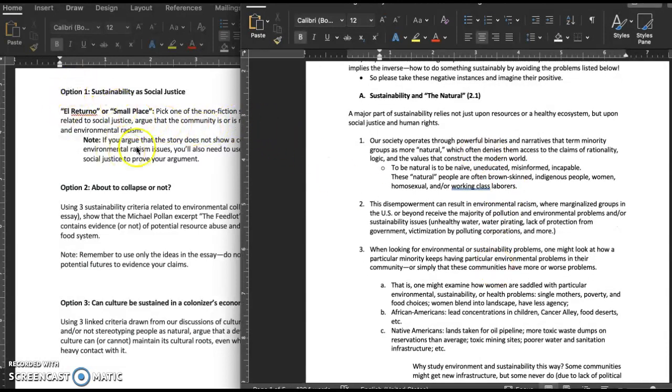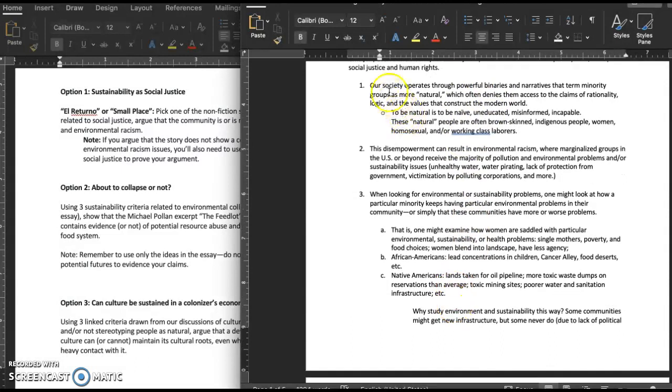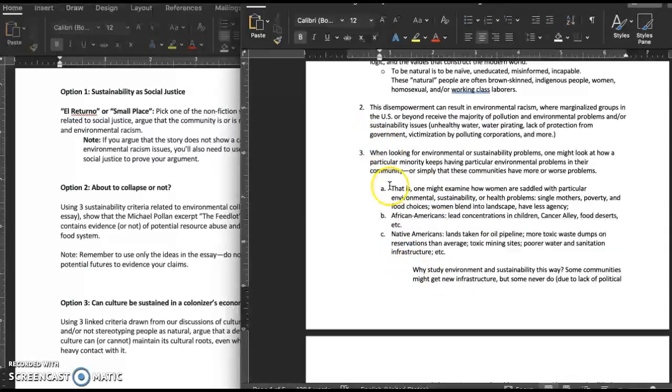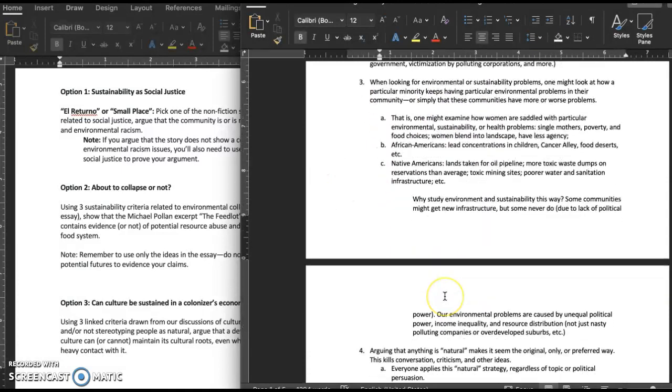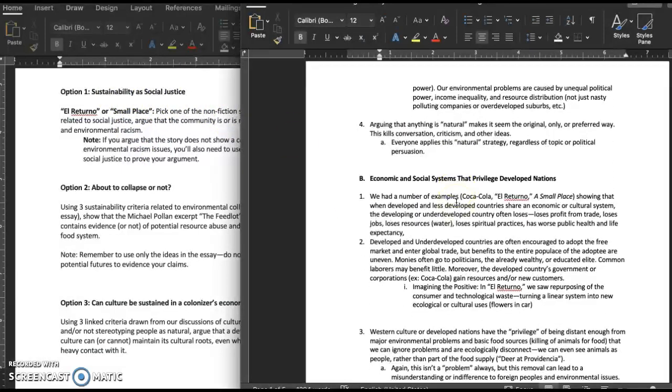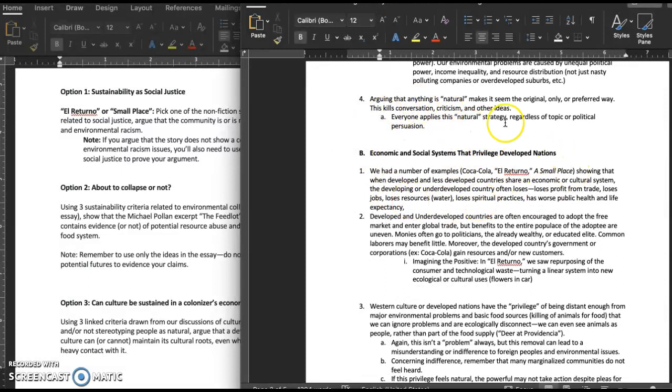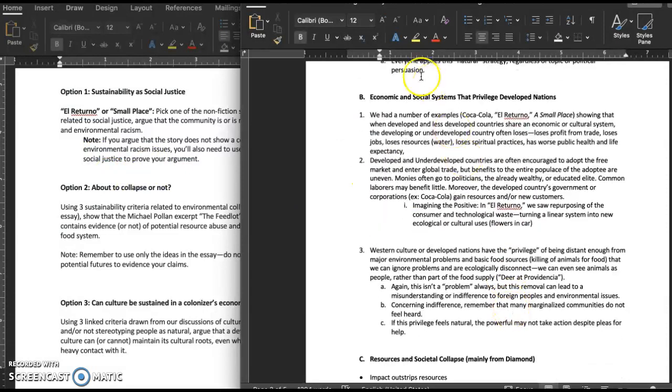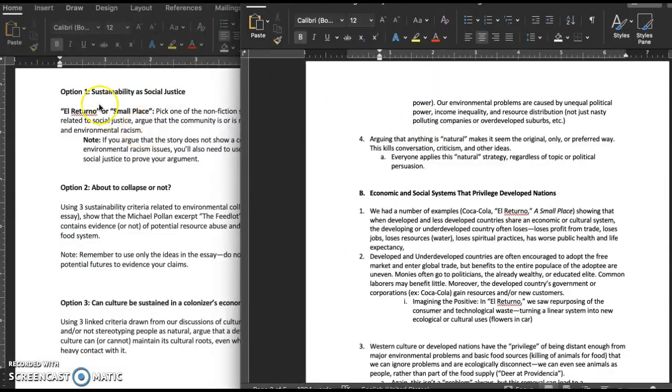So your three criteria, if you're going to look at this, you could choose either El Returnal or A Small Place. And you would go through here and you've got all these ideas in here. I've got 1, 2, 3, but even under 3, I've got A, B, and C. And I've got more down here as well. And even some of these for sustainability is social justice. You could look at how social systems are overtaken by more developed nations. And certainly there's some evidence of that in both El Returnal and A Small Place. So you could even pull from B here and some of these ideas to answer option 1.